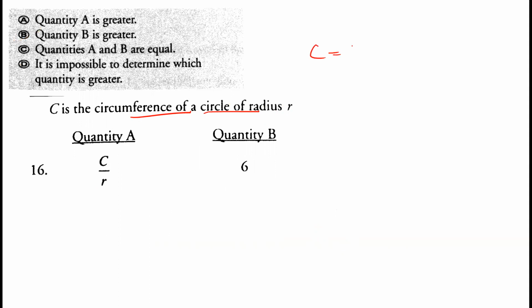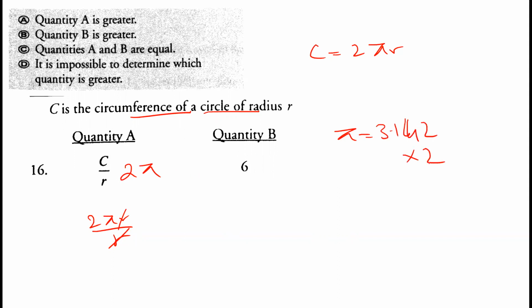C is the circumference of a circle of radius r. So C equals 2 pi r. So C is the circumference, so 2 pi r over r. R and r cancels out and we get 2 pi. So pi is equal to 3.142. Obviously, if 3.142 is multiplied by 2, we get a number that is more than 6. So quantity A is greater than quantity B.